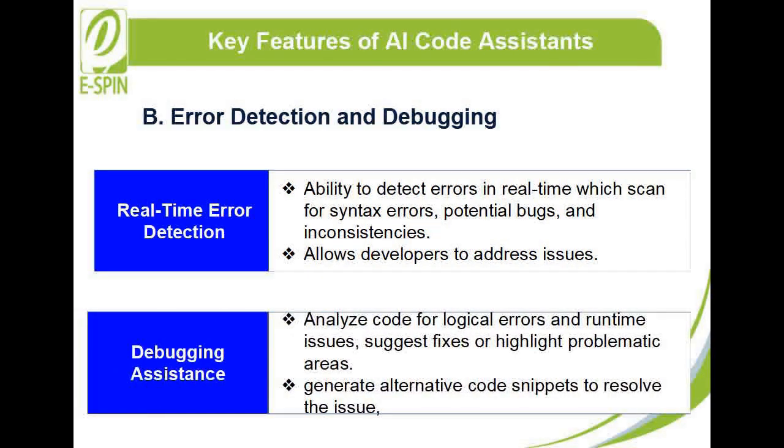Beyond simple error detection, AI code assistants can also assist in debugging more complex issues. By analyzing the code, these tools can identify logical errors or runtime issues that might not be immediately apparent. They might suggest specific lines of code that could be causing a problem or recommend changes to improve the overall logic of the code. In some cases, the assistant might even generate alternative code snippets to resolve the issue, saving developers significant time and effort.